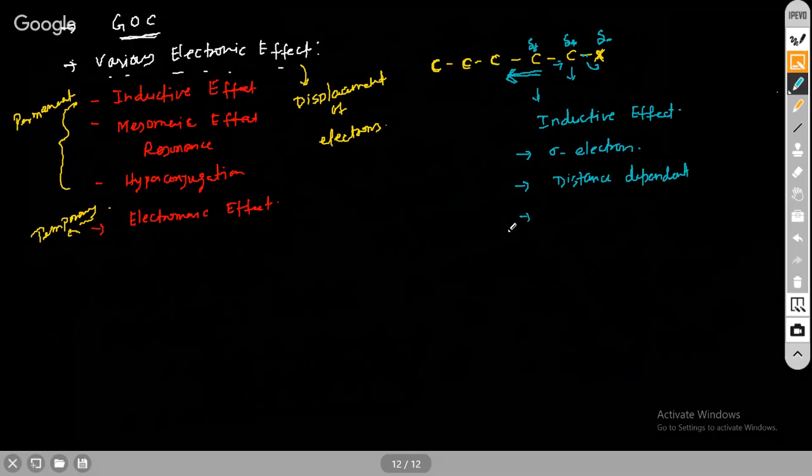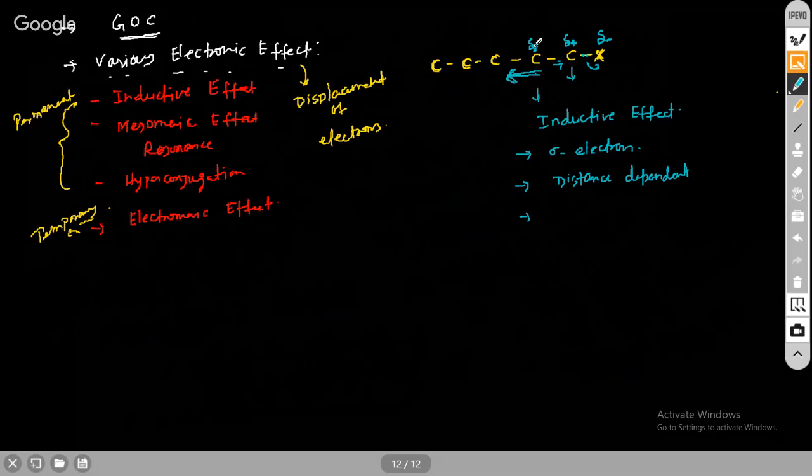The effect of this is found to be negligible after the second or third carbon, mainly third carbon, or second carbon also sometimes we say. After the second or third carbon, the positive charge density is almost zero, and then we don't observe any displacement in the electrons. So only sigma electrons are involved, and it is distance dependent also. These things have been asked in the exam also, like which of these are distance dependent effects. So you have to understand this and keep this in mind. An important point it is.